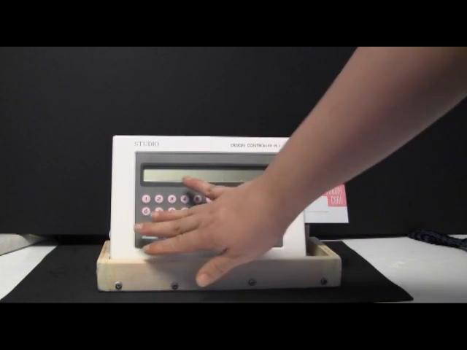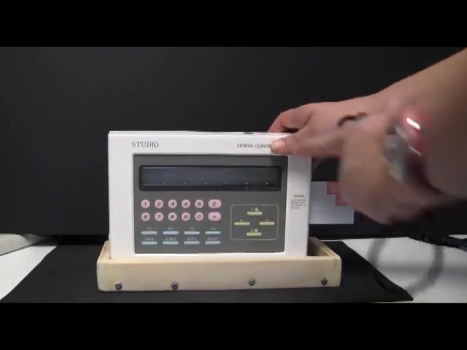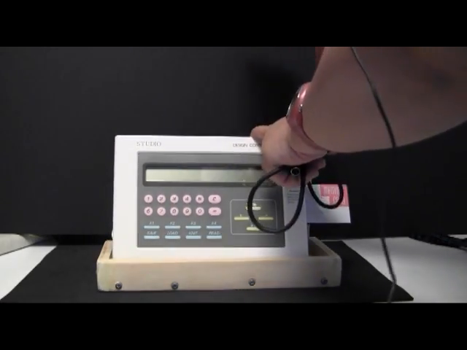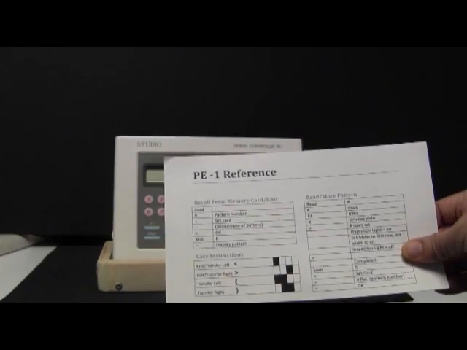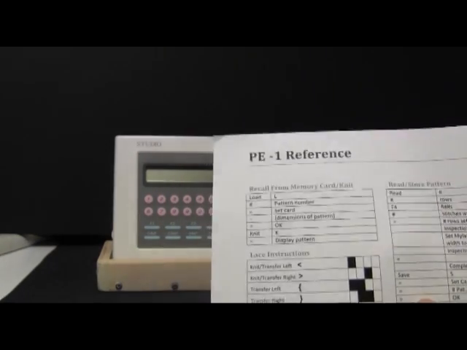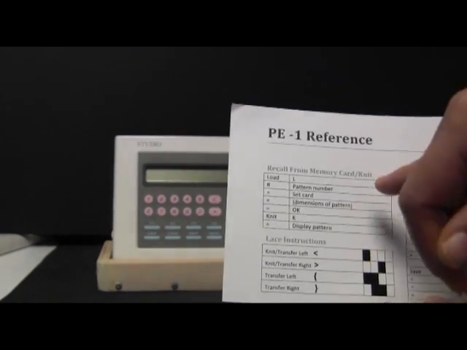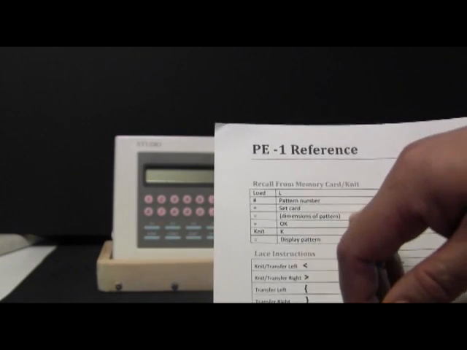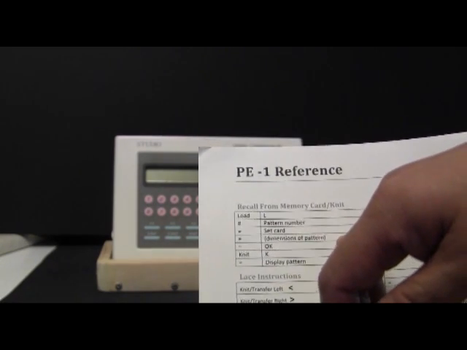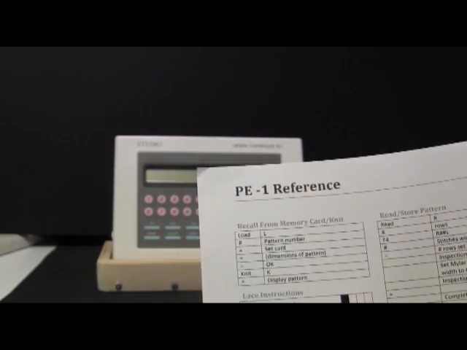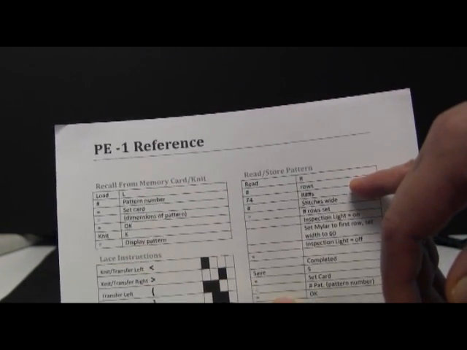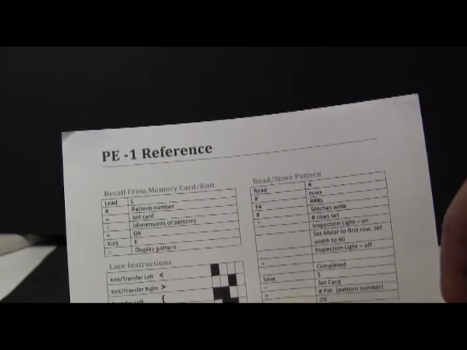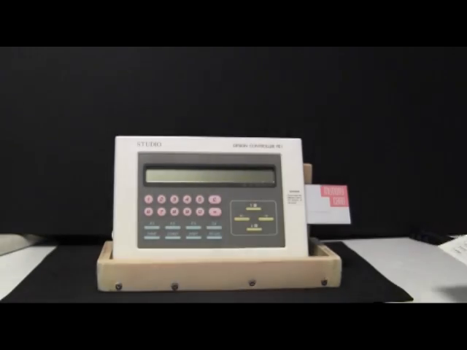We think that these buttons over here are not exactly intuitive. That's why we created ourselves a PE1 reference card. This is simply information from the manual with quick instructions on how to get a pattern out of memory, how to read a pattern from EC1 and store it in PE1.